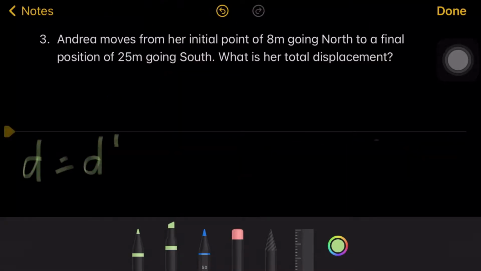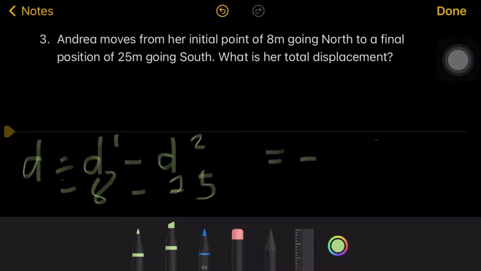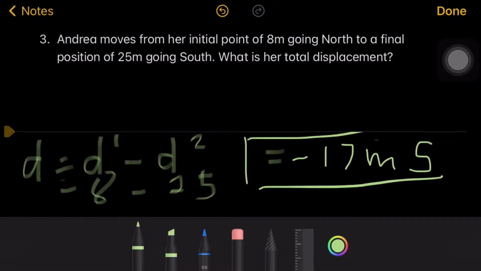Andrea moves from her initial point of 8 meter going north to a final position 25 meter going south. What is her total displacement? So since she's going back the opposite way, 8 minus 25 equals negative 17. Negative 17 going south. Yes.